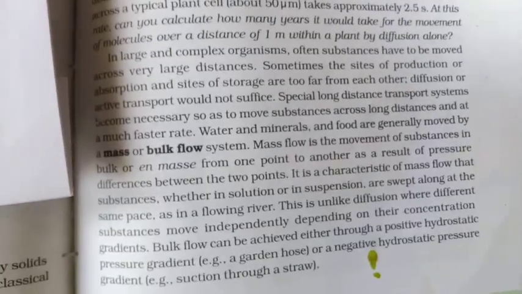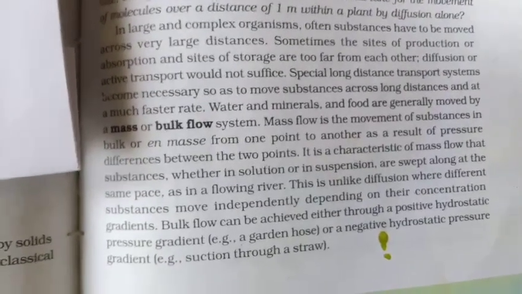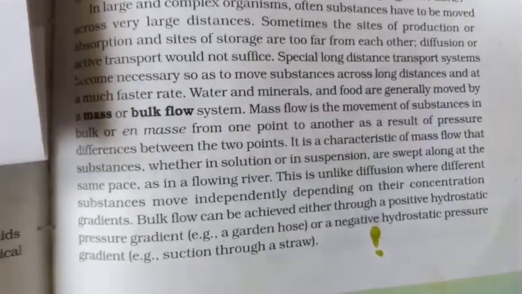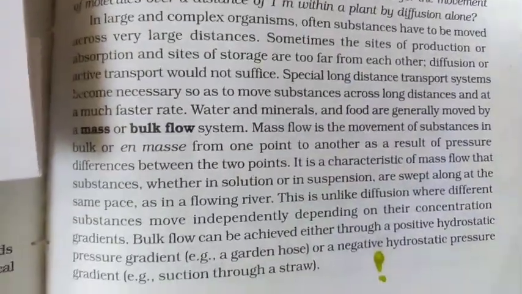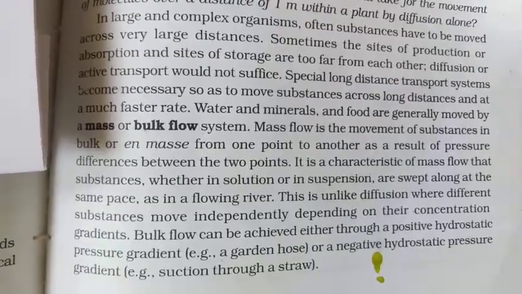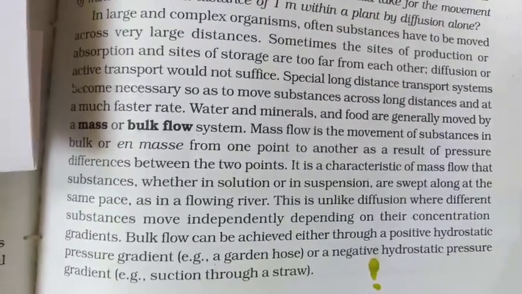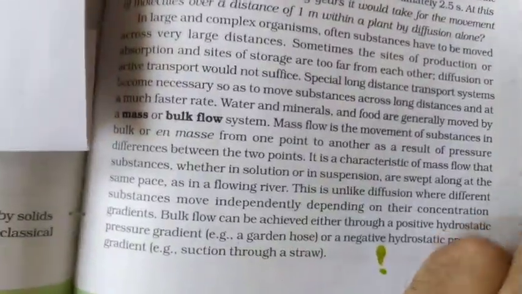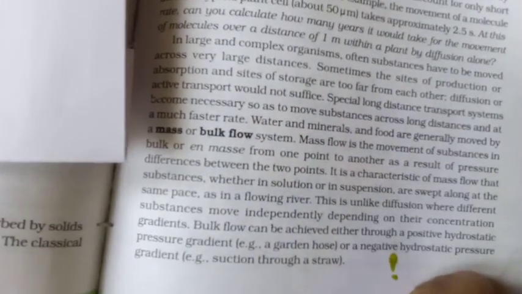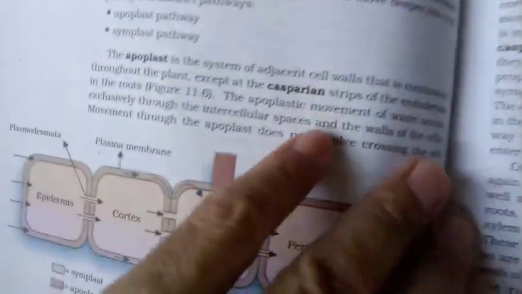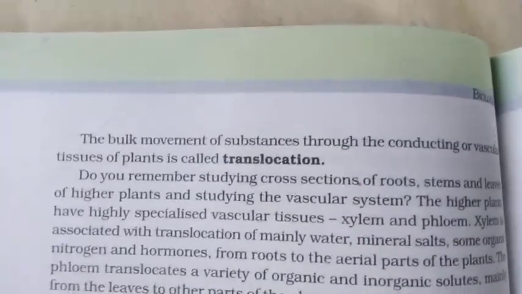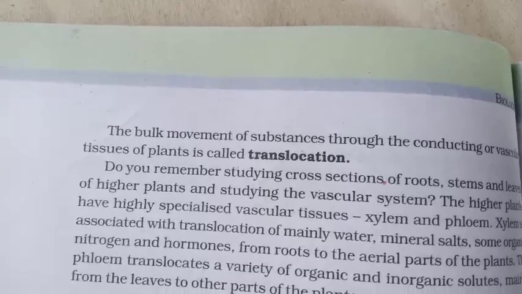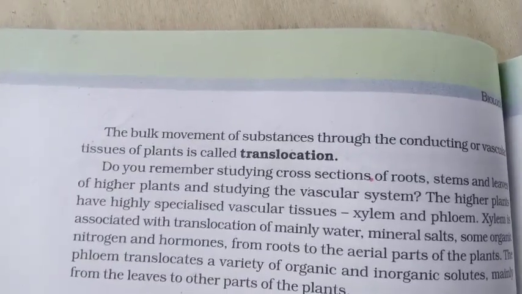Hope you are grasping this easily. In a garden hose, where water is poured in, water moves easily; this is a positive hydrostatic pressure gradient. Where we have to suck the solution or water through a straw, we have to exert pressure, and that is the negative pressure gradient. Now, the bulk movement of substances through the conducting vascular tissues of plants is called translocation.